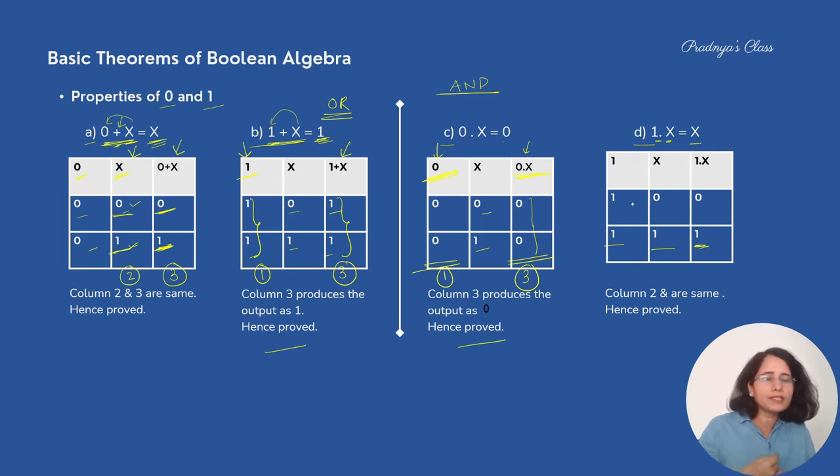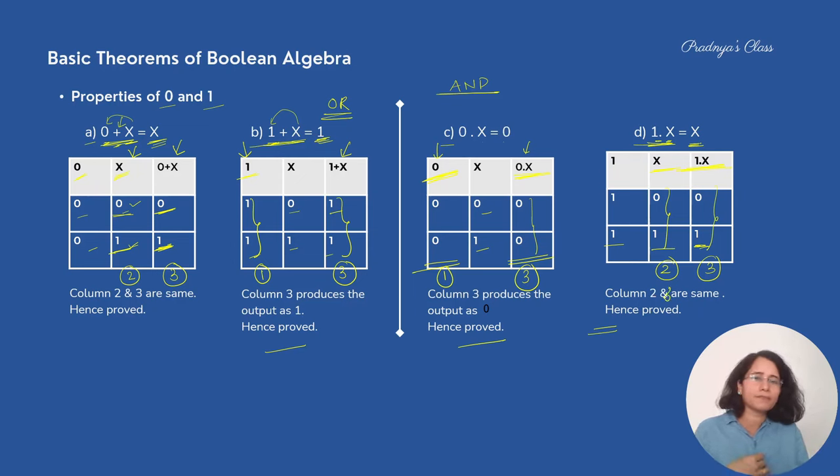Now look at this truth table. Here we have calculated 1 into x, and we have to prove it is similar to x. So this is column 2 and this is column 3. Both the columns are same. We can say that 1 dot x equals x. Here column 2 and 3 are same. So we proved this property.